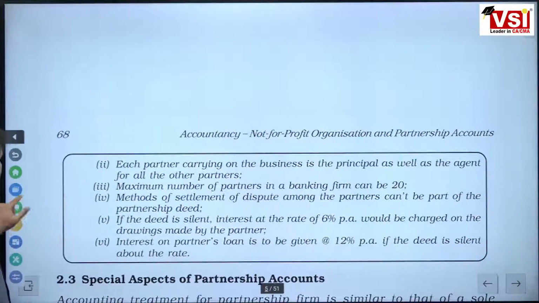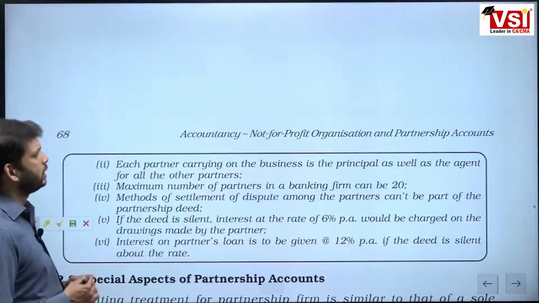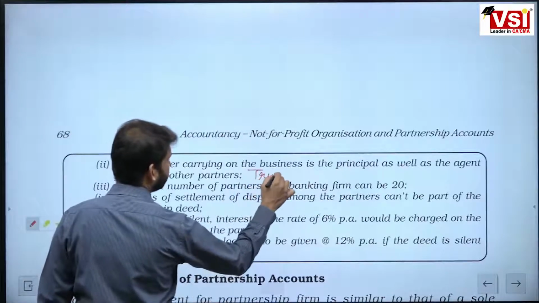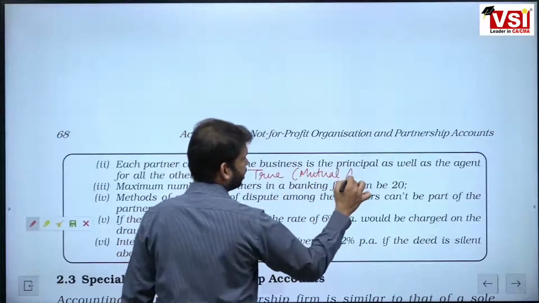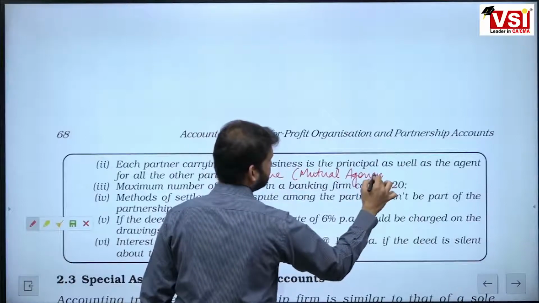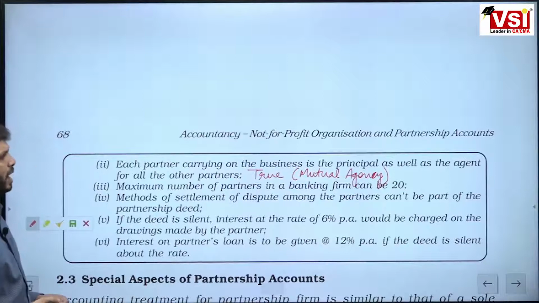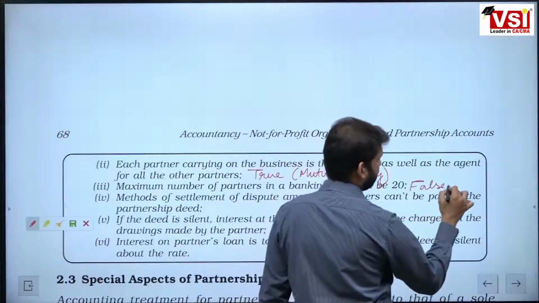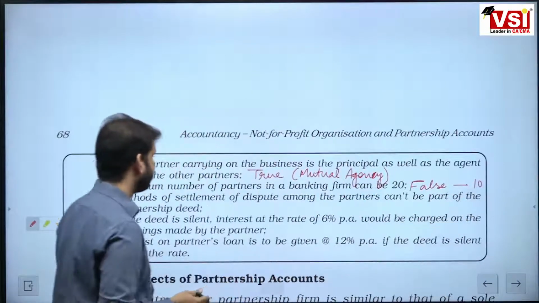Next one is, each partner carrying on the business is the principal as well as agent for all the other partners. Totally true. Mutual agency, reason is mutual agency point. Then maximum number of partners in a banking firm, false. In banking we can have only 10 maximum.